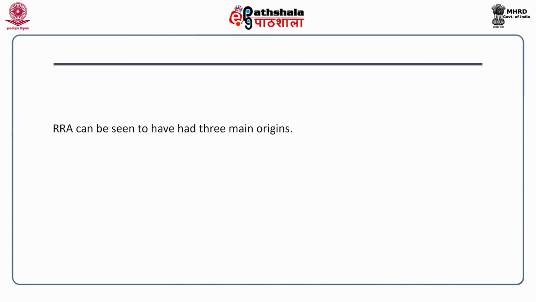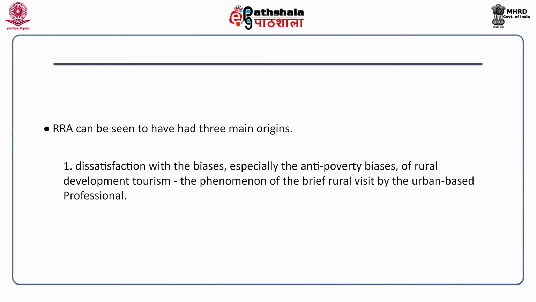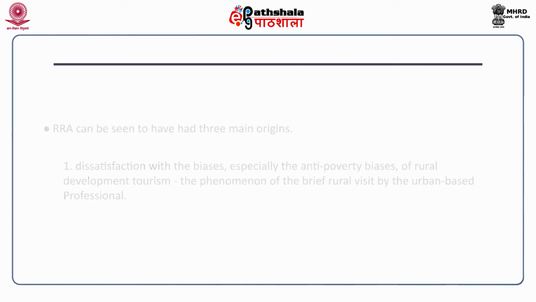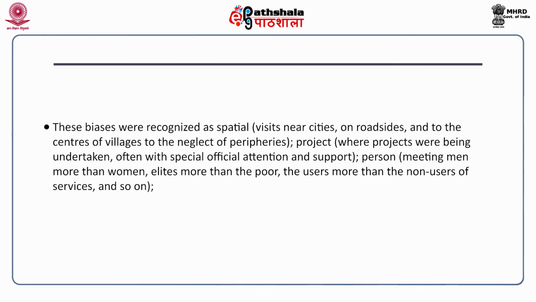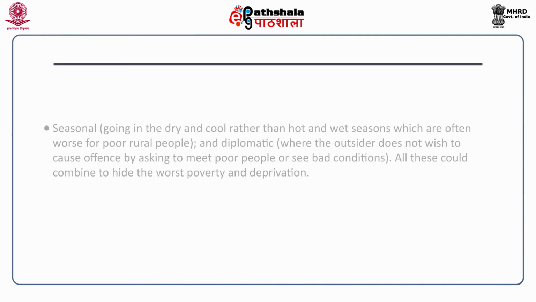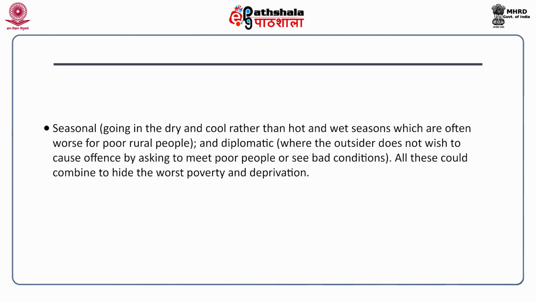The first was dissatisfaction with the biases, especially the anti-poverty biases of rural development tourism, the phenomenon of brief rural visits by urban-based professionals. These biases were recognized as spatial: visits near cities, on roadsides and to the centers of villages, to the neglect of peripheries. Project: where projects were being undertaken, often with special official attention and support. And person: meeting men more than women, elites more than the poor, and users more than the non-users of services, and so on.